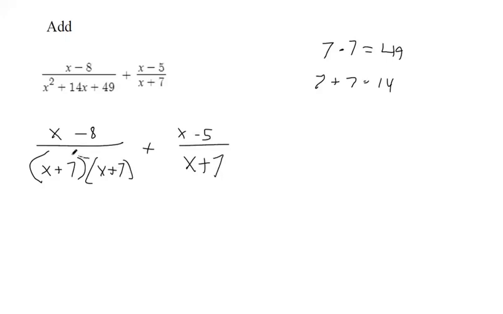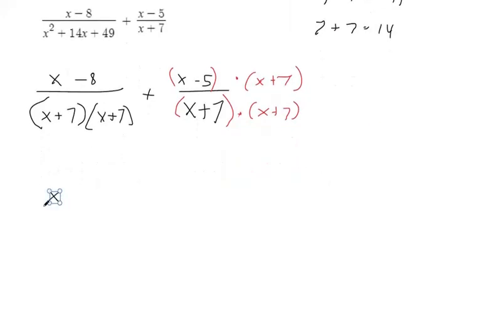This one has two x plus 7s. So in order to get common denominators, we've got to multiply the top and the bottom. Make sure to protect this with parentheses. Multiply the top and the bottom of this fraction by x plus 7. Okay, that way we'll have an x plus 7 on the bottom times an x plus 7. That way we'll have common denominators finally.